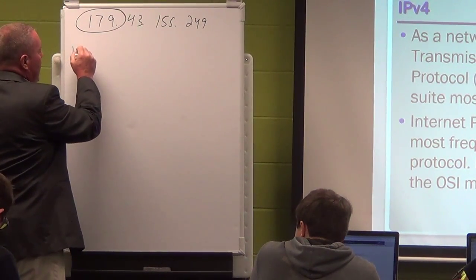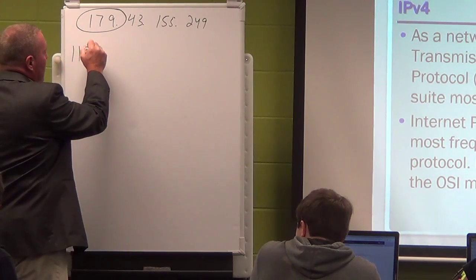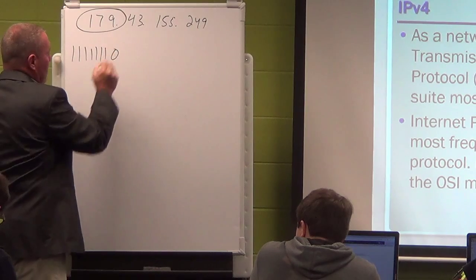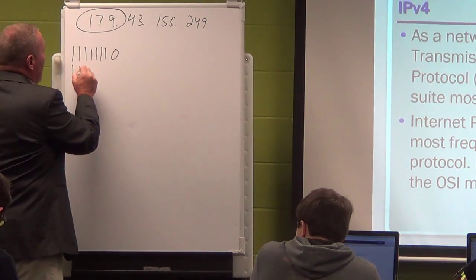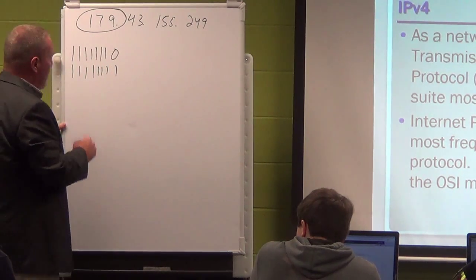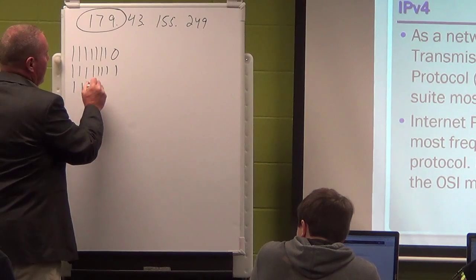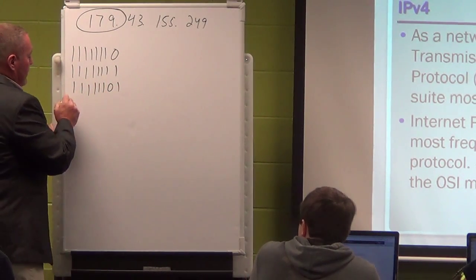Each possibility here, there are 8 bits, so maybe that bit is represented by 1, 1, 1, 1, 1, 1, 1, 0. Okay? That's one number. 1, 1, 1, 1, 1, 1, 1, 1. That's a different number. 1, 1, 1, 1, 1, 1, 0, 1. That's a different number. Right?